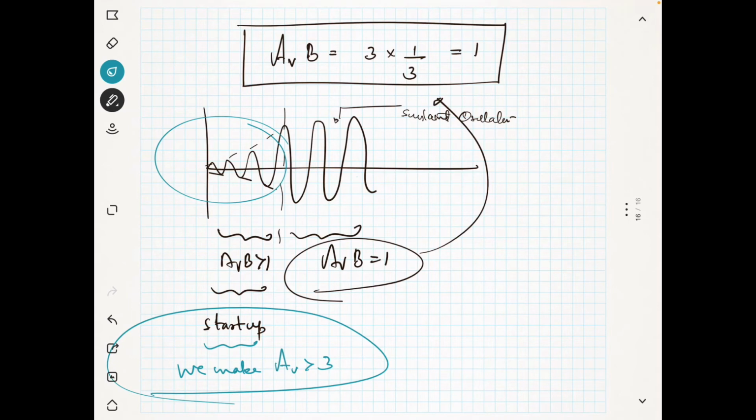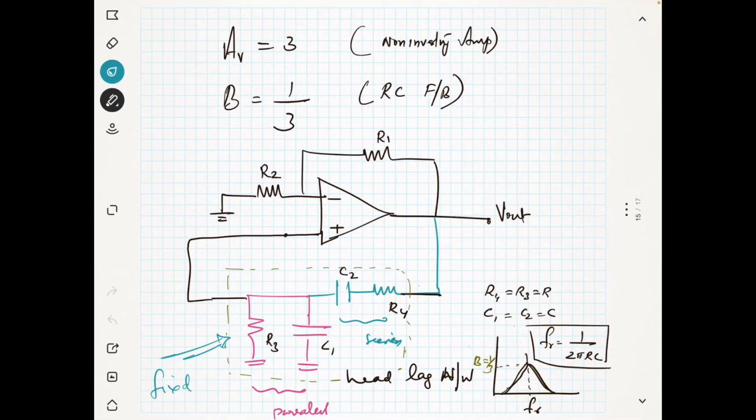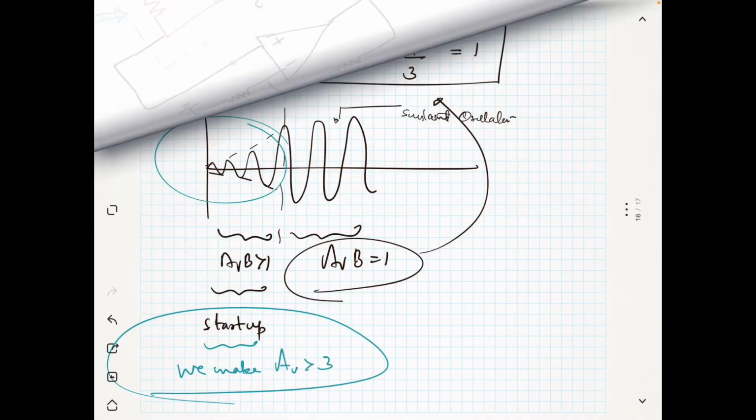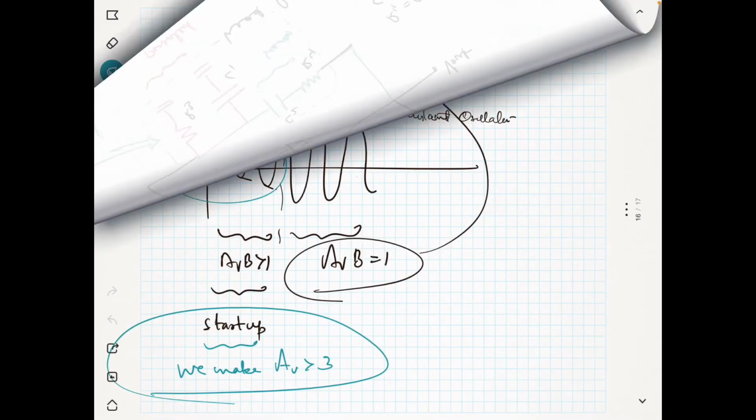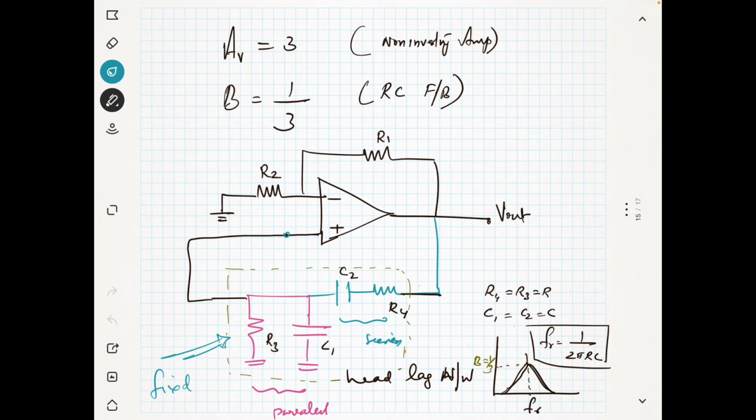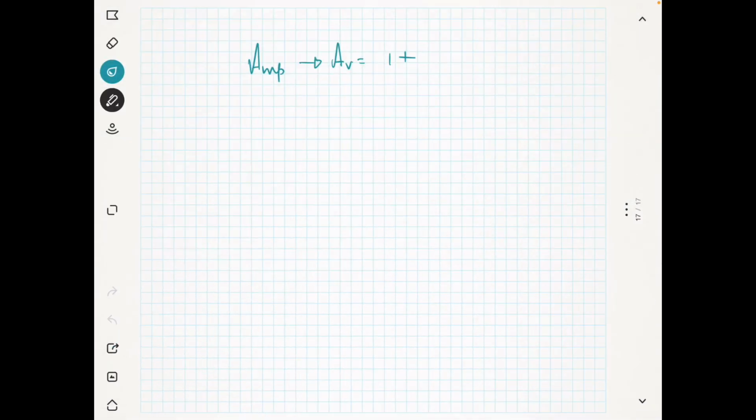So before that I will discuss with you some of the formulas. What is the formula for the voltage gain for this amplifier? For the amplifier we know that the voltage gain AV is equal to 1 plus RF by RI, and instead of RF we have R1 and R2. So the gain is 1 plus R1 by R2. That's it.